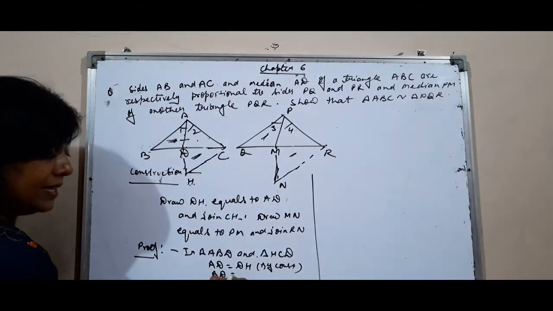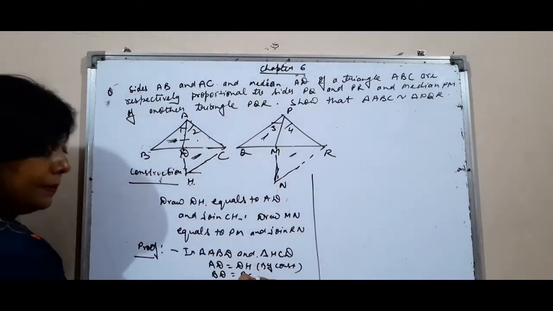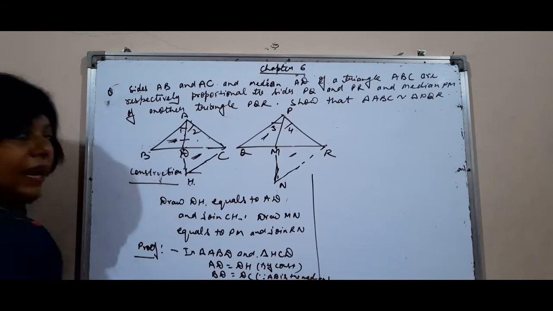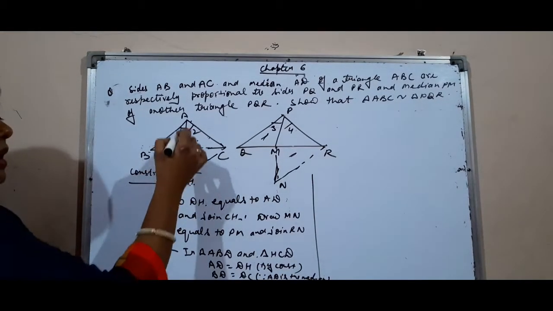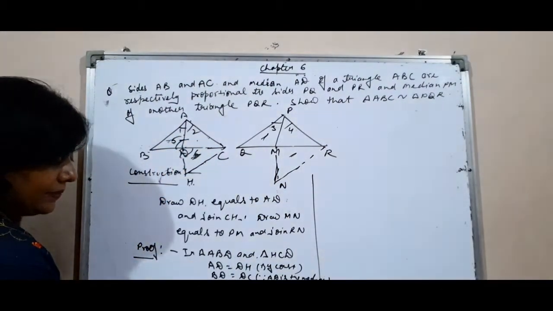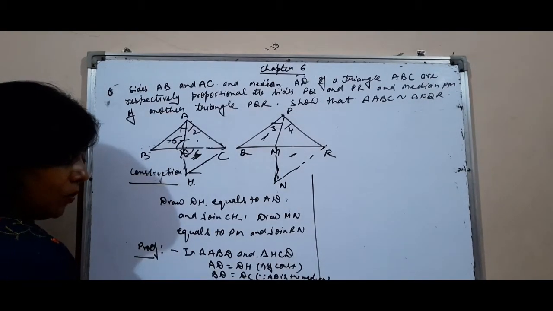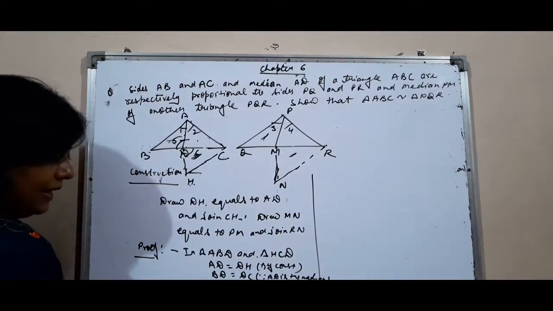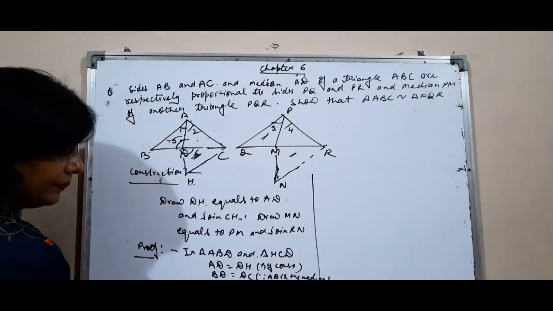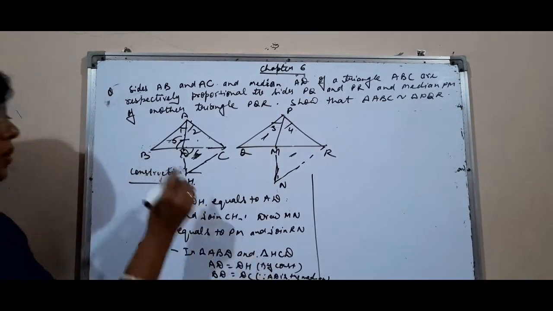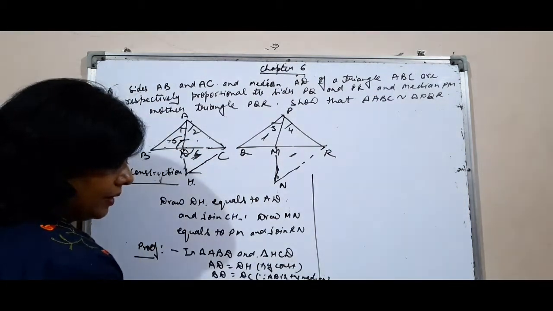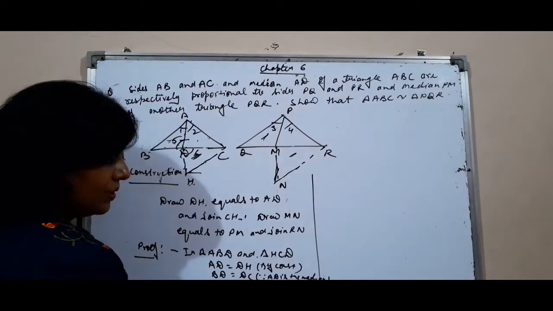BD और DC क्यों इक्वल है? Because AD is the median. And moreover, angle 5 equals to angle 6, vertically opposite angles. Therefore, triangle ABD is congruent to triangle HCD by which congruency? Side, angle, side. By SAS congruency. Clear students?